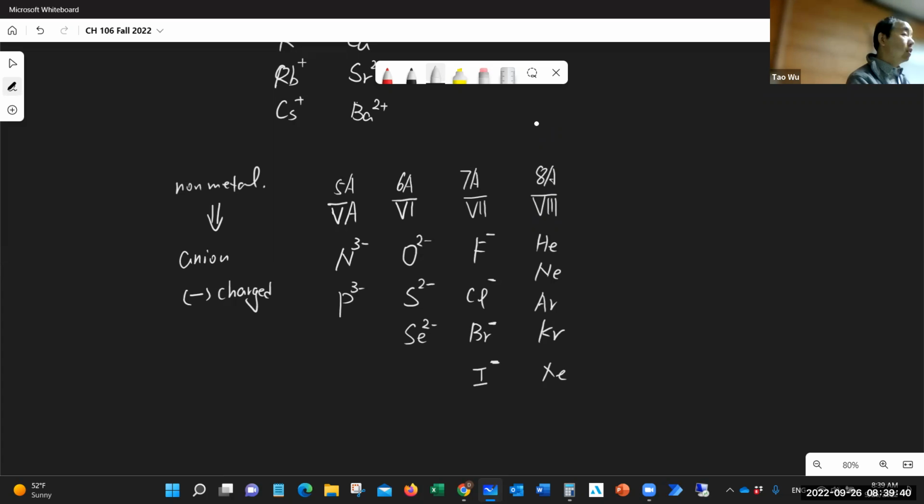The 8A group is already equal to 8, so they are not going to have any charge. Those are all zeros. There is no charge for the noble gases. In other words, they will always stay as atoms. They are not going to become ions. Again, these are all already shown here on the sheet.